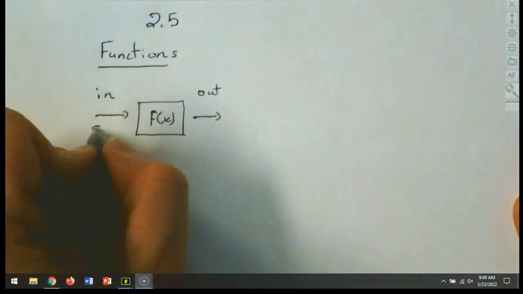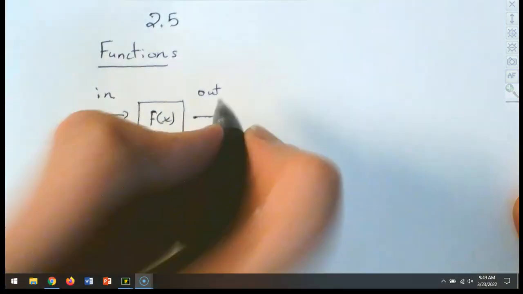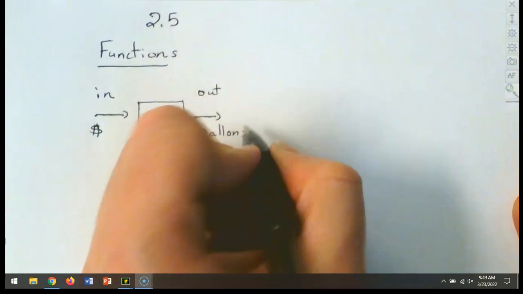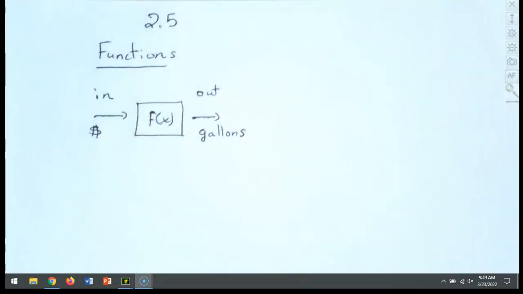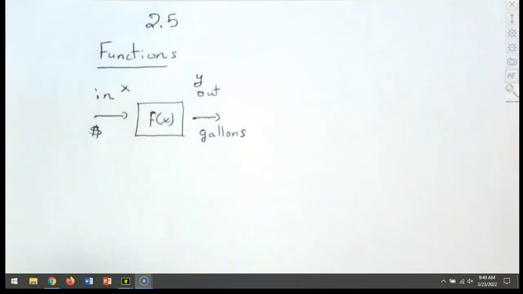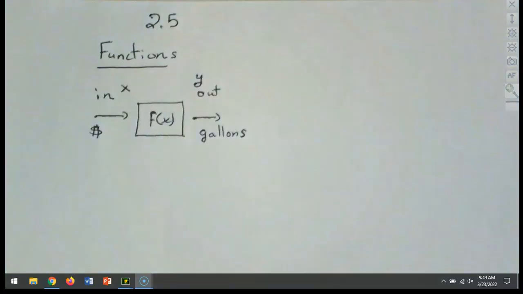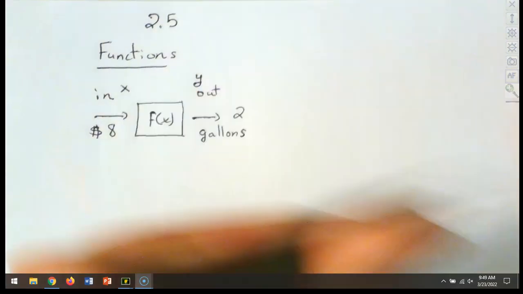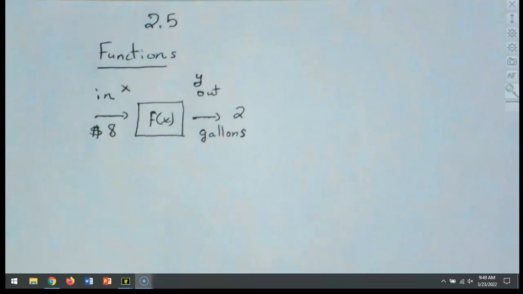Now, when we go to the gas station and we pump gas, dollars go in, gallons of gas comes out. Something in, something else out. That's a function. That's the idea. And usually the x is the in part, the y is the out part. So we put something in, and we get something else out. Example of a function. So let's say we put $8 in, we get out 2 gallons of gas. Okay, that's an example of a function. Money in, gallons of gas out.